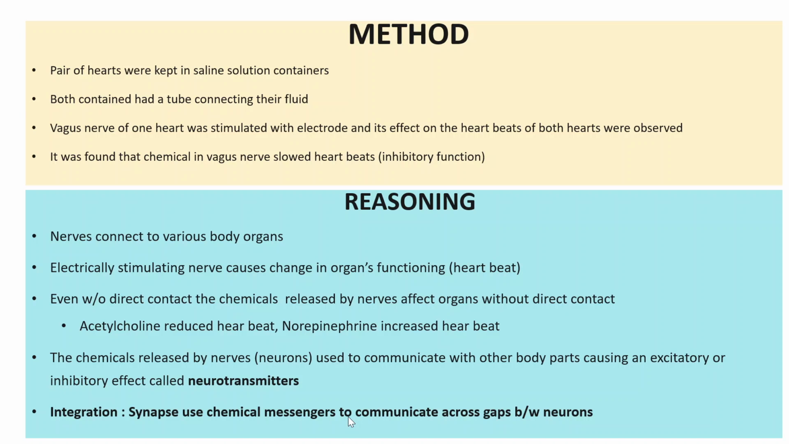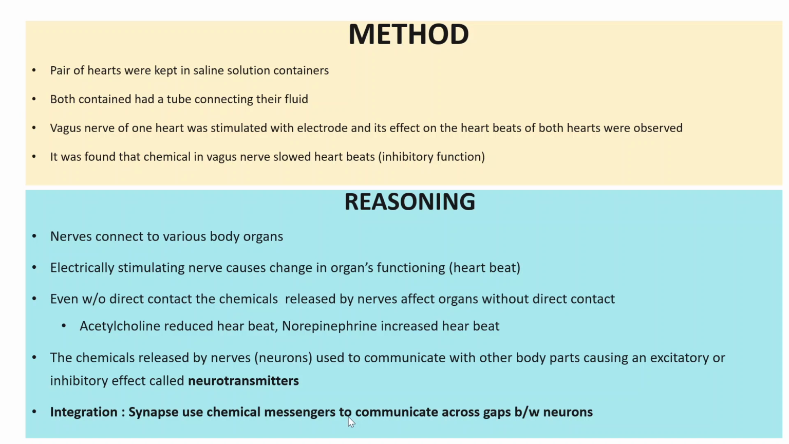Okay, so what we found out is that even if two organs or nerves are not directly connected by any form, only through fluid, the chemicals released by one nerve can travel through that fluid to another organ, and it causes a change in that organ. And those chemicals that were released by nerves to communicate with different body parts or give them signals without actually being physically connected to that body part, okay, those were known as neurotransmitters.